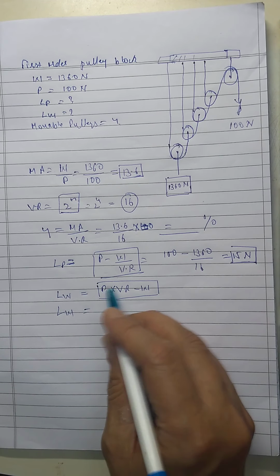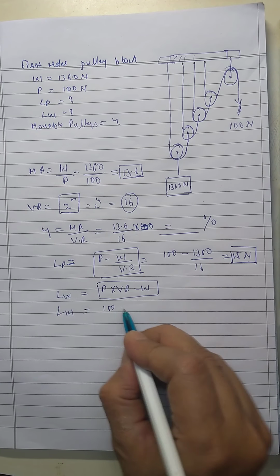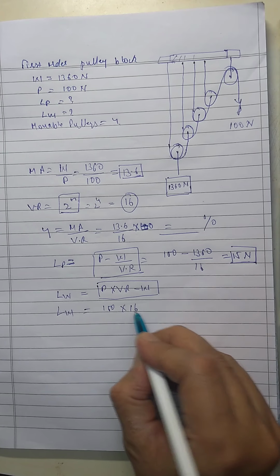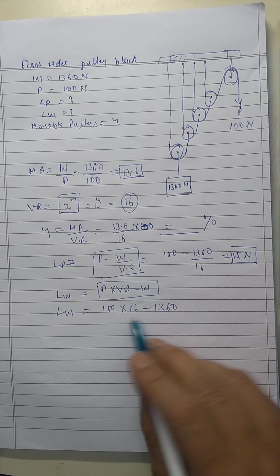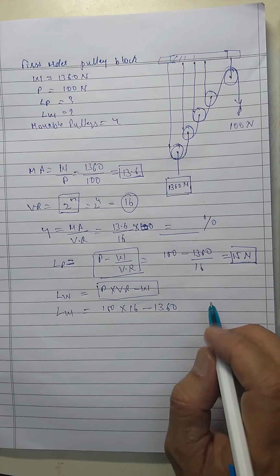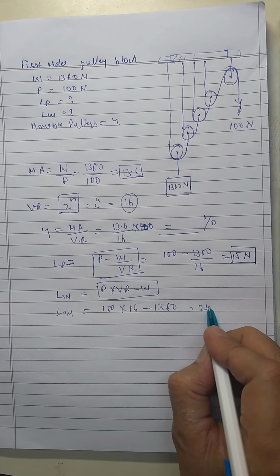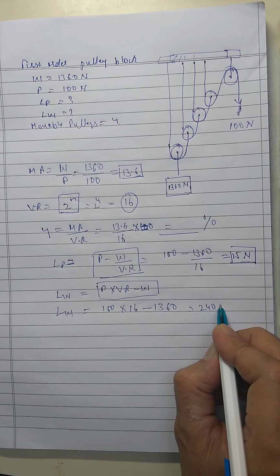LW is equal to P. What is P? 100 into 16 minus 1360. So I have put all these values and the answer is equal to 240 Newton.